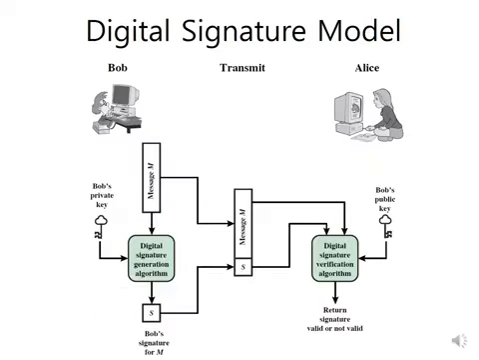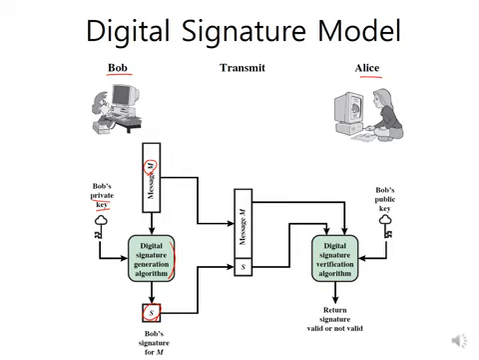This figure shows the data signature model. Let's suppose there are two users, Bob and Alice. Bob has some message M to sign. In order to generate the data signature, Bob makes use of his own private key. Then, by using the message M and the key on the basis of the data signature generation algorithm, Bob generates some signature S here.